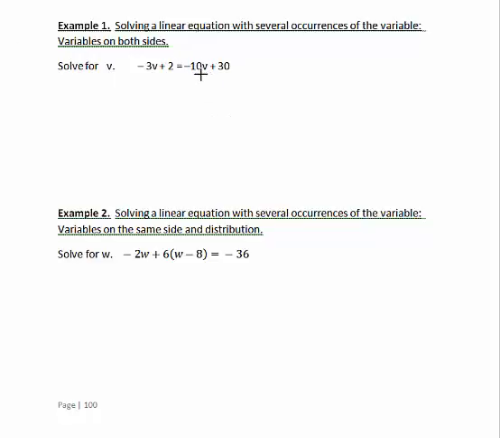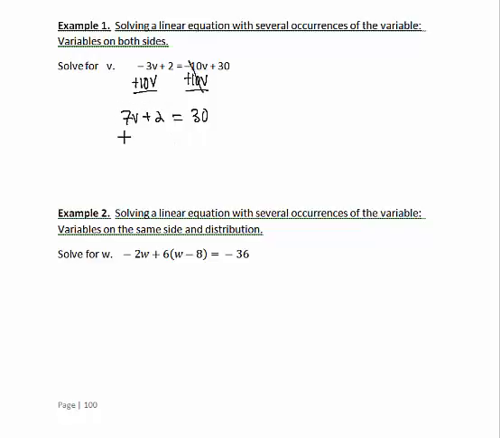So in order to combine this v with the minus 3v, I have to do the opposite operation. I have to add 10v to both sides. The 10v's cancel on the right, leaving only a 30. A negative 3 plus 10 is 7v. I bring down the plus 2. And here we have a two-step equation.